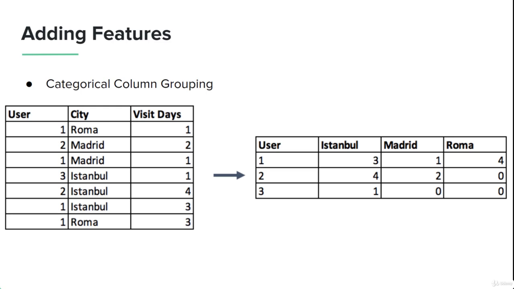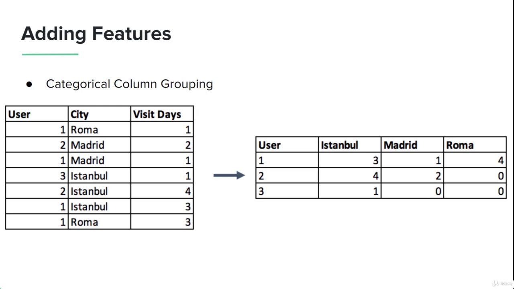So first of all, let's talk about categorical column grouping. This is one of the ways we can add another feature. You can see the table on the left side, we have the cities and the visit days. We actually have 3 users, but the information is not well represented. So what we need to do is convert the city column into city features, and replace the column with them. We're going to group these columns into one single column. We're going to create a column for Madrid, a column for Istanbul and Roma.